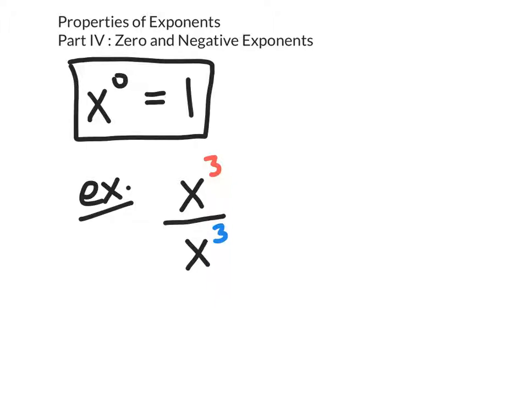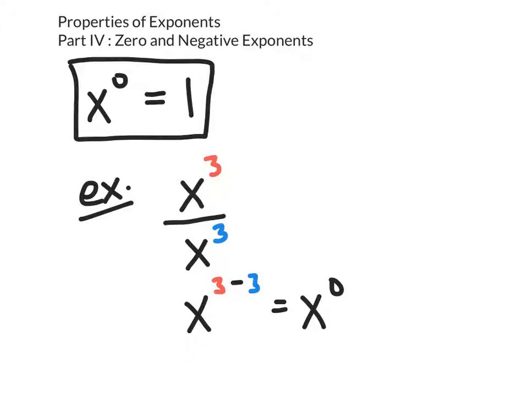Now if you remember, the quotient rule actually tells us that we can take the exponent in the numerator, which is 3, and subtract from it the exponent in the denominator. So I'm going to go ahead and write x to the third minus 3. 3 minus 3 is going to actually give us x to the 0 power.